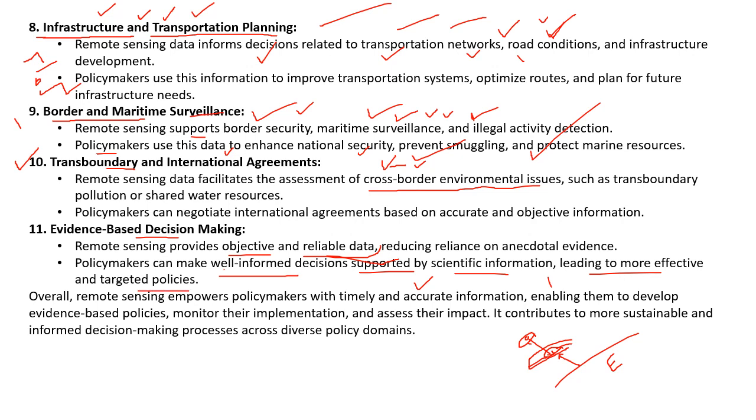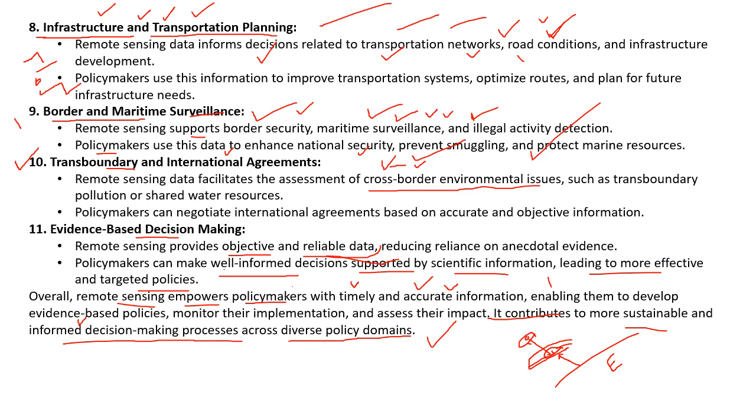So overall, remote sensing empowers the policymakers, okay, with timely and accurate information, and there will be some evidence-based policies, and it contributes to a more sustainable and informed decision-making process across diverse policy domains. So this was all about chapter 1.